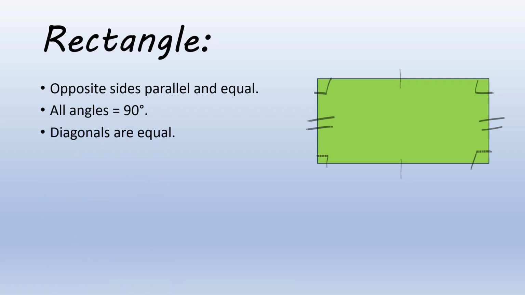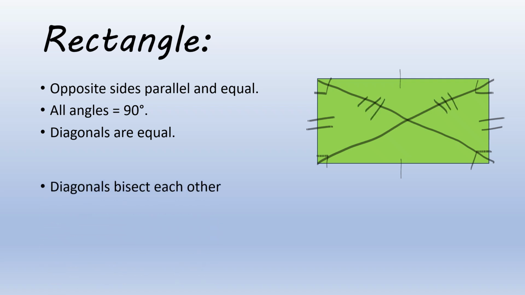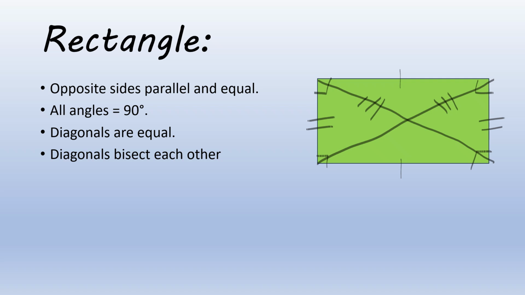Then diagonals will be equal. It is same as square. So if you draw a diagonal over here from here to here, sorry for the diagram. Let me just make it proper again. This is first diagonal and this is second diagonal. Okay, so diagonals will be equal, they will be of same length, and diagonals bisect each other. They bisect each other, they cross each other, and they make a 90-degree angle.